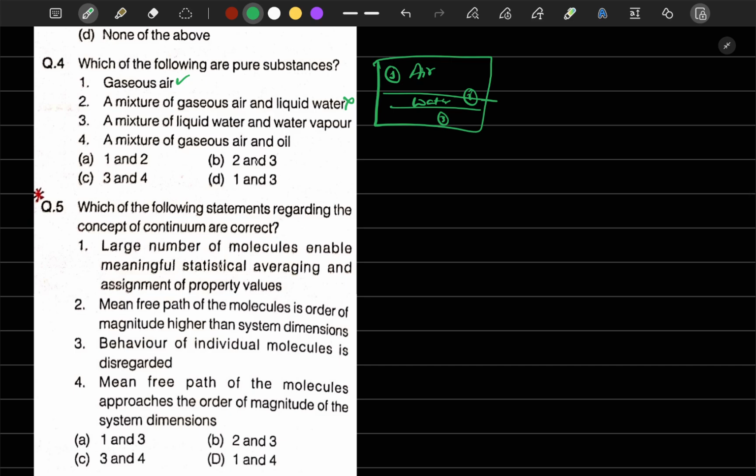A mixture of liquid water and water vapor is a pure substance. We have already discussed this in one of the examples. The mixture of gaseous air and oil is also not a pure substance. So the question was which of the following are pure substances. The answer is 1 and 3, which is option D.